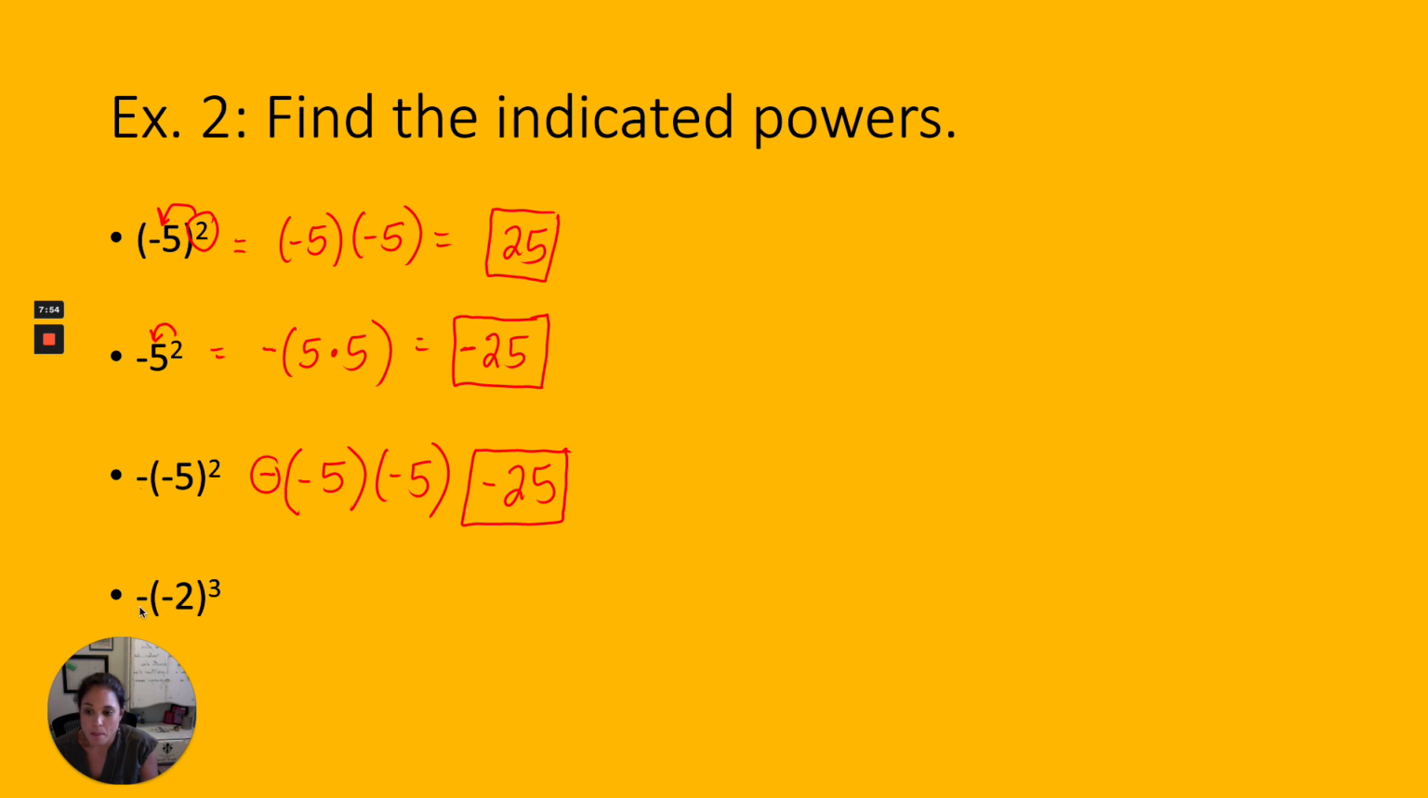Here I have -(-2) to the third power. So here's my negative sign. -2 times -2 times -2. 2 times 2 times 2 is 8. So I have 3 minus signs. So that means I have a -8. But then I have to remember that I have this minus sign in front. So a negative times a negative is a positive. My answer is +8.